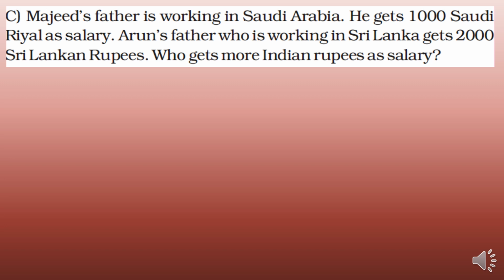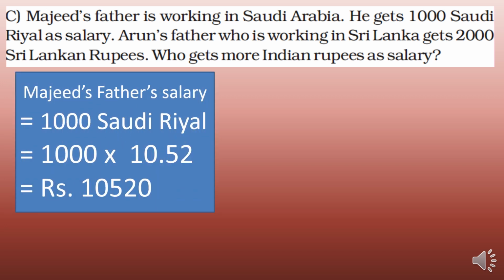Majid's father is working in Saudi Arabia. He gets 1000 Saudi riyals as salary. Arun's father, who is working in Sri Lanka, gets 2000 Sri Lankan rupees. Who gets more Indian rupees as salary? Let us find out. So Majid's father's salary is 1000 Saudi riyals.